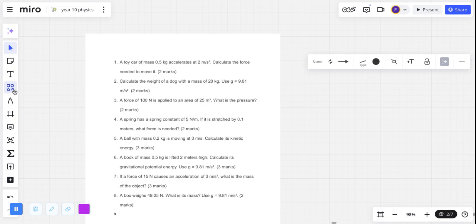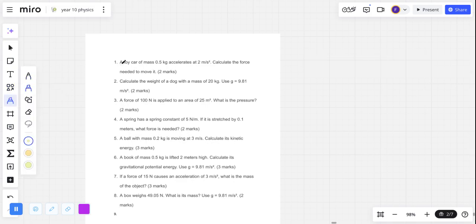So when you get to this, I'm just going to pick my highlighters. Question 1. A toy car. Actually, I don't care what it is. This is why a toy car is not a keyword. You could turn around and say a bicycle, an aeroplane. You could talk about anything. So that's not a keyword. It has a mass. That is a keyword. It accelerates. That's a keyword. Calculate the force needed to move it. So these are my keywords.